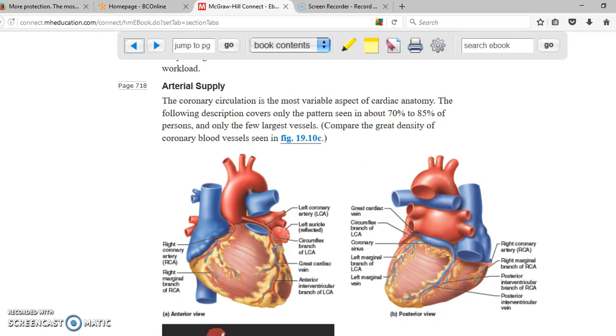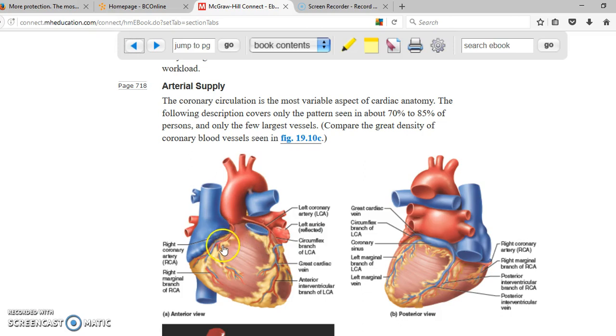Arterial supply, meaning all the arteries that you're going to have in your heart. There are two main arteries. As you can see, here is the right coronary artery that comes out of the aorta right here, as well as the left coronary artery. The left coronary artery, you can see here, is going to give you the circumflex, and it's going to go here, and then you're going to have the anterior interventricular branch.